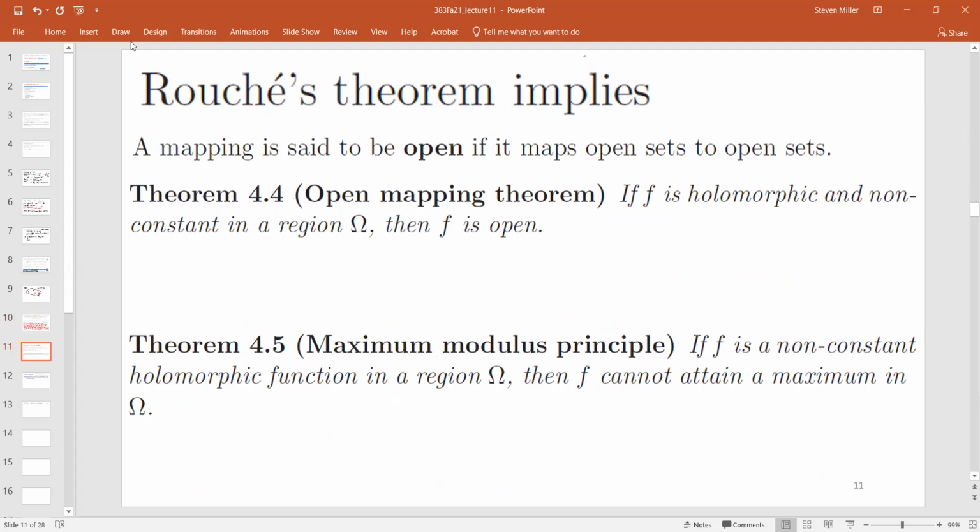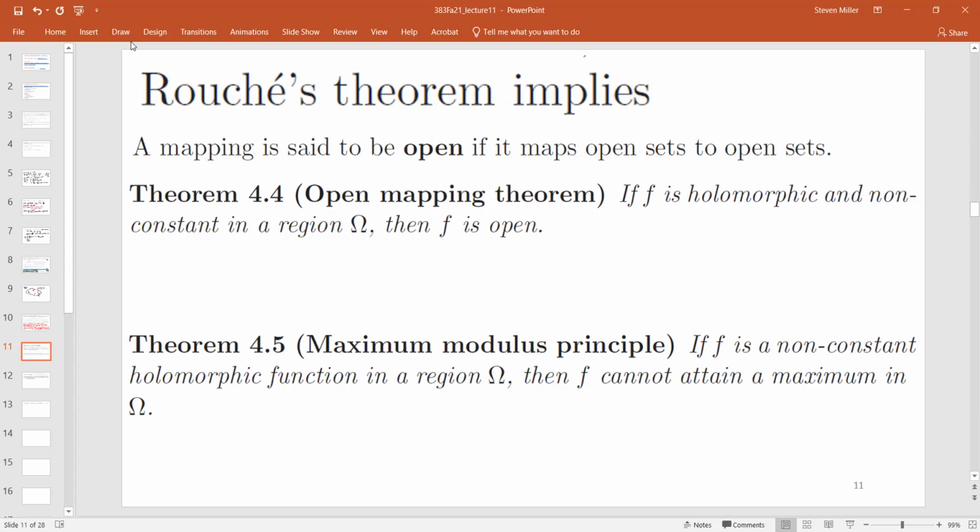So a mapping is said to be open if it maps open sets to open sets. And so one is the open mapping theorem. If f is holomorphic and not constant, then f is open. And we will see that this is very different again than what you would have in... Yeah, as soon as I say it's very different, you know the answer is real analysis. I mean, don't wait for the buzzer.